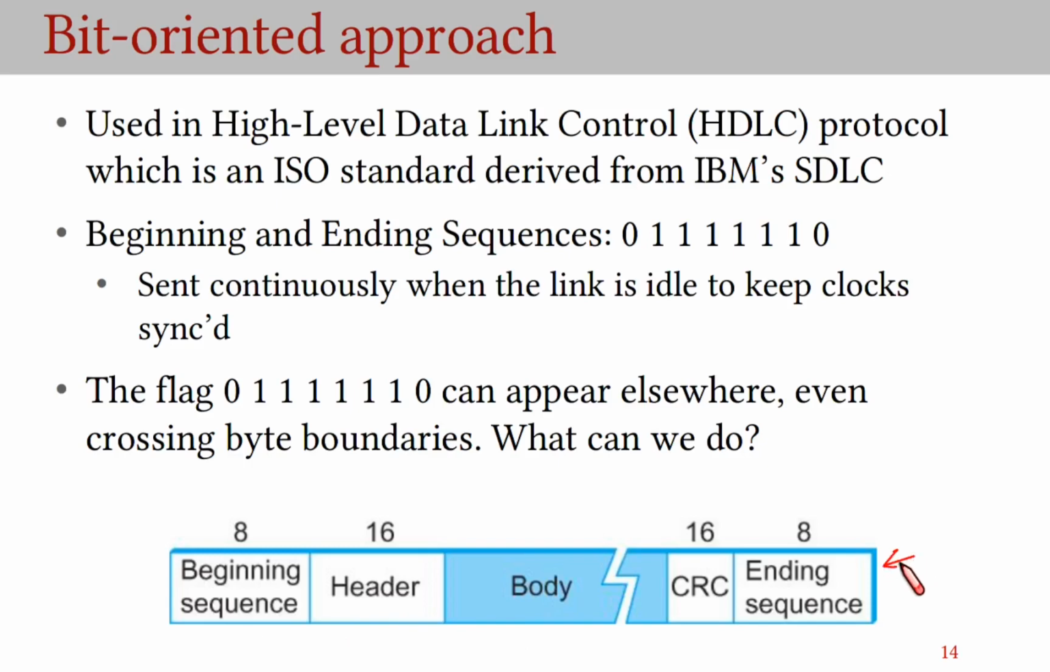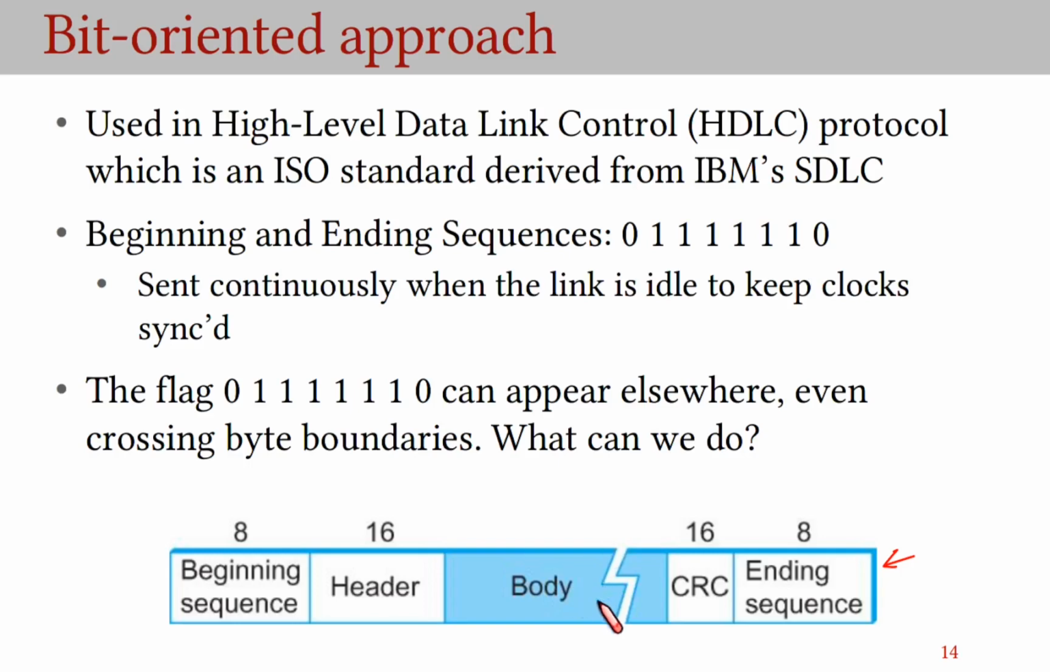As you can see, the beginning and the end of the frame are marked by this special sentinel character 0 followed by 6 ones followed by 0, which is same as the sentinel that's used in PPP. In HDLC, this sentinel character is sent continuously when the link is idle, and this helps in keeping the clocks synchronized.